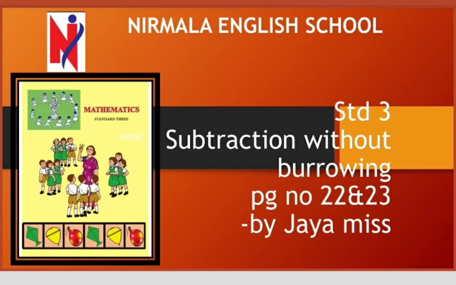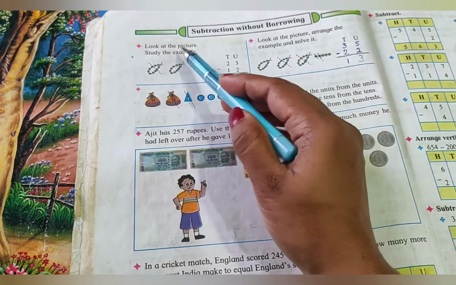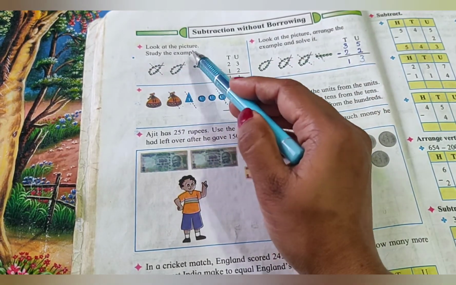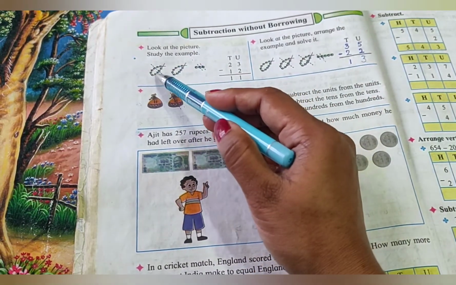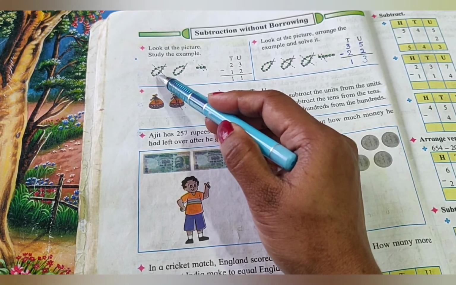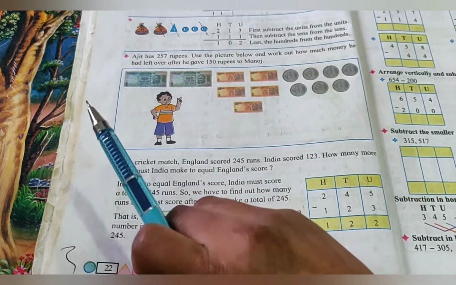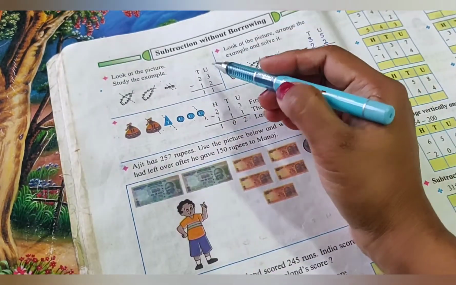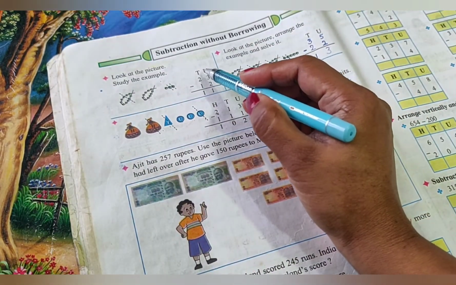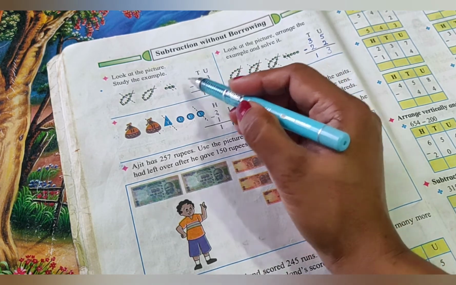Students, kindly take out your maths textbook, page number 22. Look at the picture, study the example. See children, first example on your page number 22, okay? Now let us see, please pay attention, tens and units, okay?